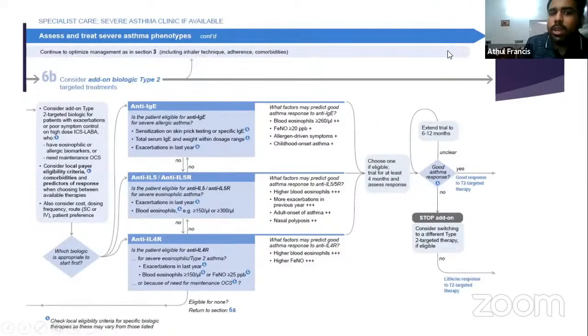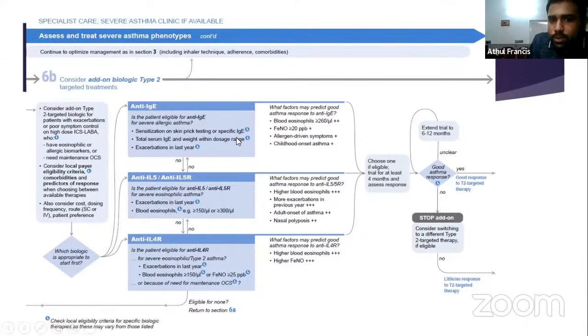Now, if your other reports are coming as positive, that is your eosinophil count is greater than or equal to 150, your FeNO is greater than 20 parts per billion, or your sputum eosinophil count is greater than 2%, look at the other biological therapies. As we all know, anti-IgE. IgE is one of the most important factors in the pathogenesis of asthma. So consider anti-IgE treatment, which is omalizumab.